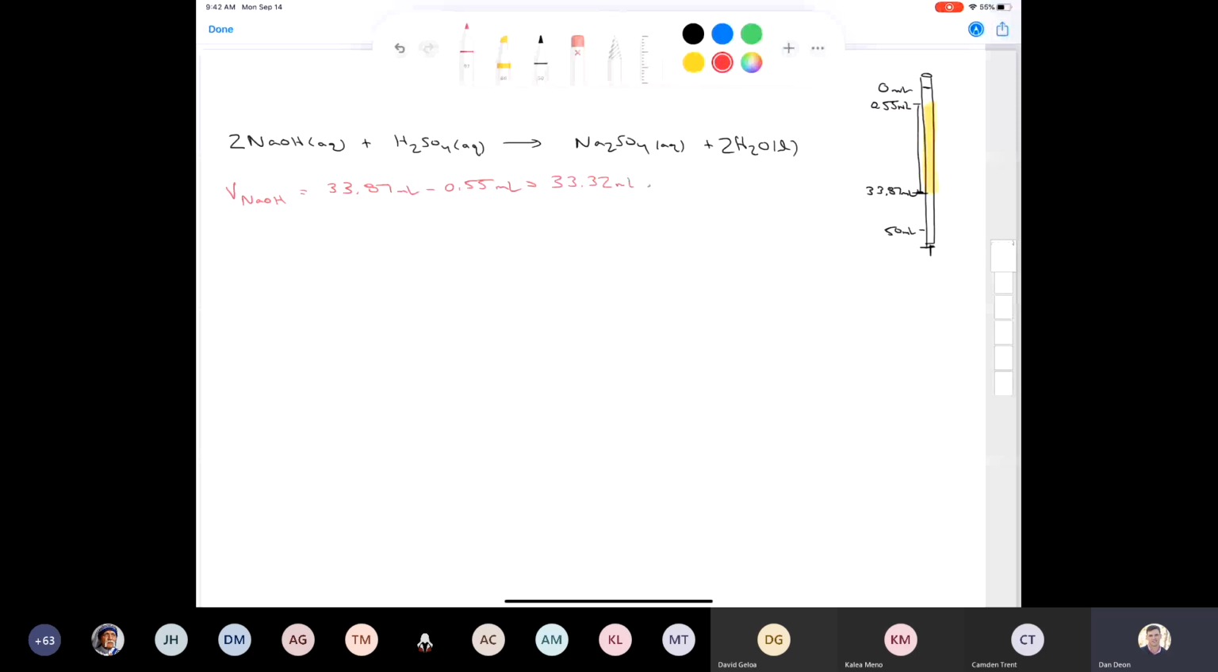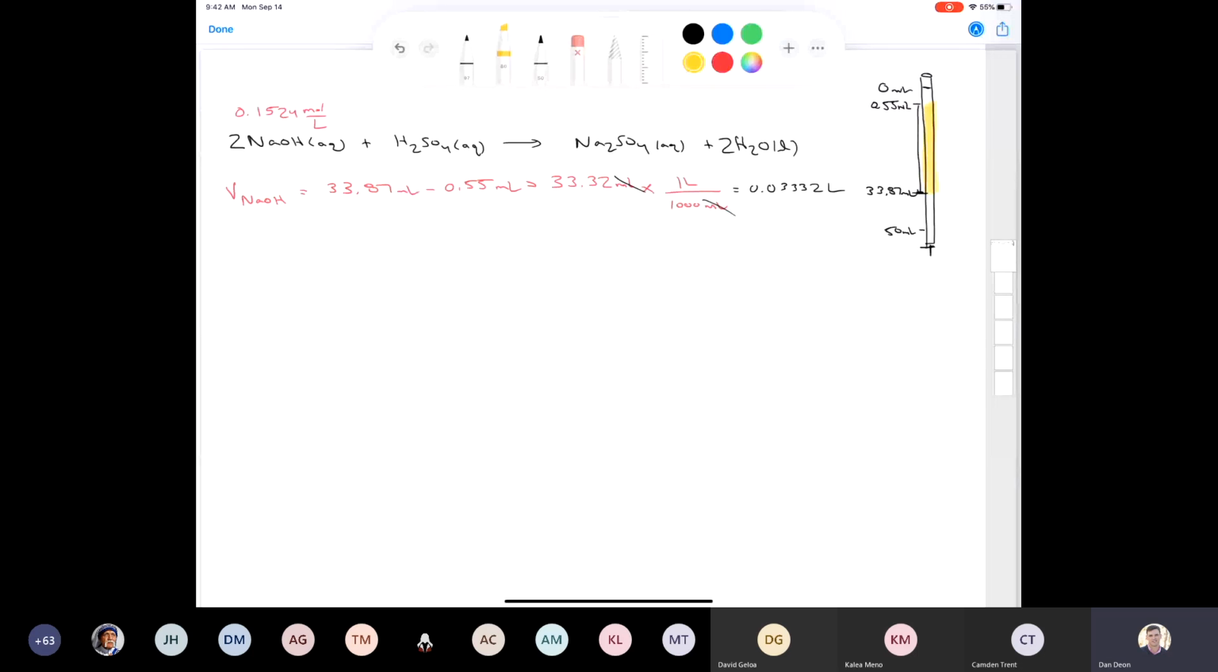Now, we know the concentration of our sodium hydroxide, right? That has been given to us. They told us that the concentration was 0.1524 molar, or moles per liter. We can also convert this volume into liters, right? Because we know that in 1 liter, we have 1,000 milliliters. So that would equal 0.03332 liters of sodium hydroxide.